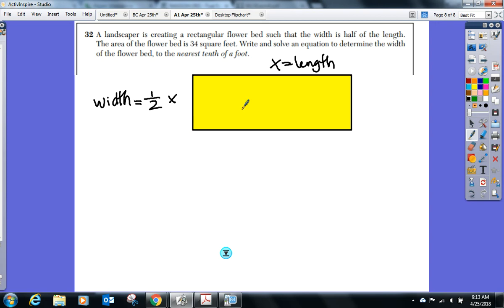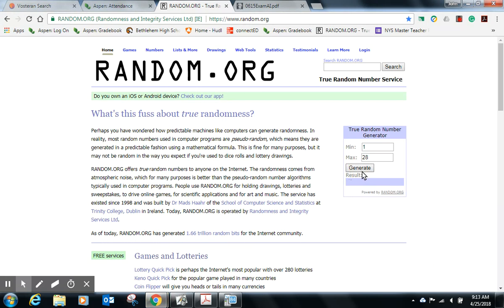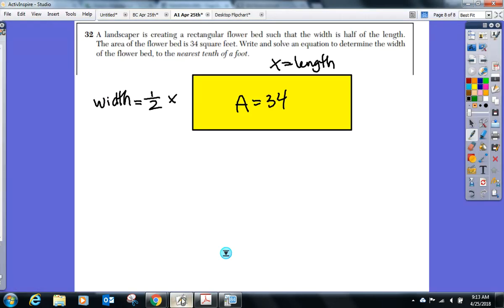Okay. Area is 34. How do you find the area of any rectangle? Hunter, give me a number. Length times height. Well, calm down back there, Rico. No, because that's volume. So which are the length and the width here, Jack? x times 1/2 x equals, which is? 34. There you go.